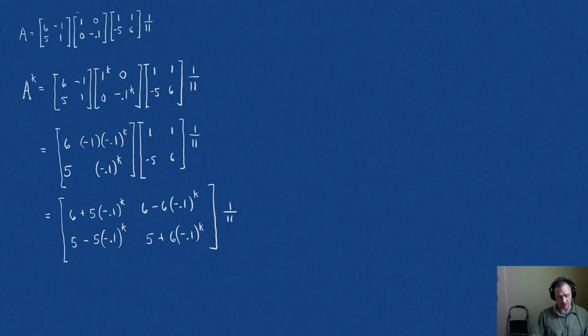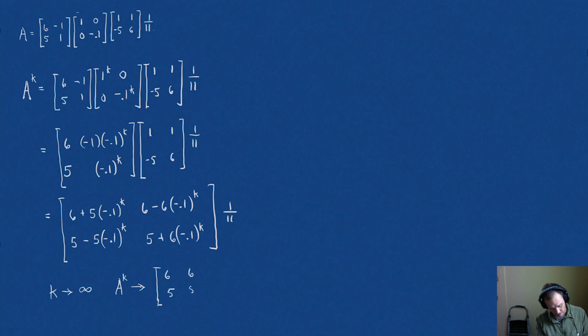Now this is where this problem gets interesting. What happens as k gets really, really large, as k goes to infinity? Well, a number between 0 and 1 raised to the infinity just becomes 0. So A to the k approaches a state where all of these terms with negative 0.1 to the k go away. And so we get 6, 5, 6, 5, times 1/11. That's what happens to A as k goes to infinity.